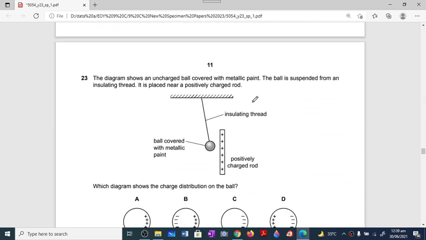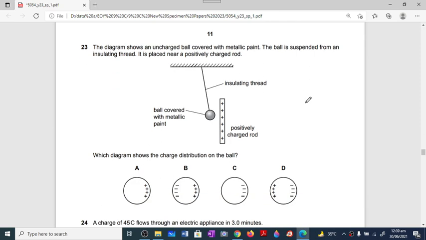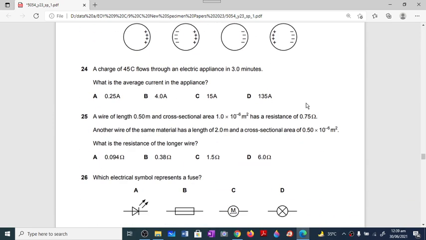Now question number 23. The diagram shows an uncharged ball covered with metallic paint. The ball is suspended from an insulating thread. It is placed near a positively charged rod. Now this is a positively charged rod, so it means there will be negative charge on the near side, 1, 2, 3, 4, and positive on the other side. So this alignment will be represented by option D, a very easy question. For question number 23, option D is the valid option.